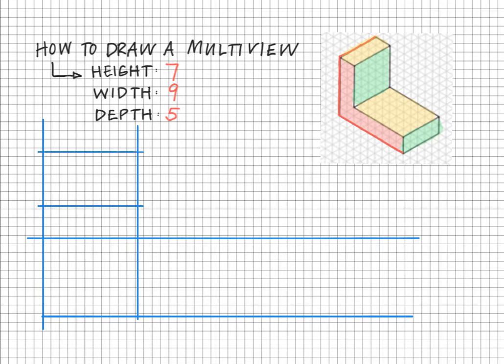Now it's time to do the right side view. For the right side view, I'm going to be consistent and I'm going to keep my 3 unit depth. So I'll draw that line there. And now it's time to do the depth again. So I'll count 5 units. 1, 2, 3, 4, 5.